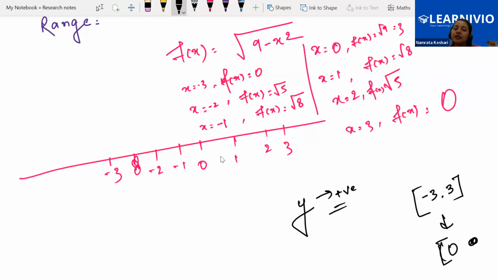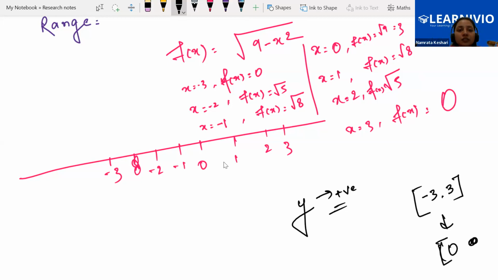But we understand that according to the pattern, y will come out as a positive number because negative is not acceptable inside the square root. X value accordingly we have chosen -3 to 3 only. So whatever y will be, that will be positive. From 0 to any number, that's what will be our range. But which number, that we are still not sure.